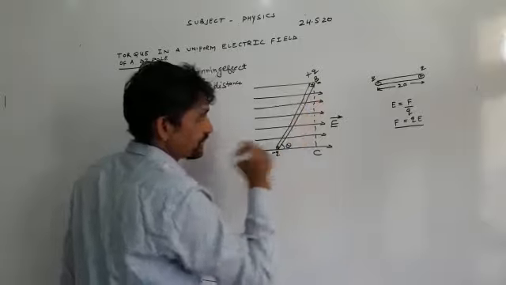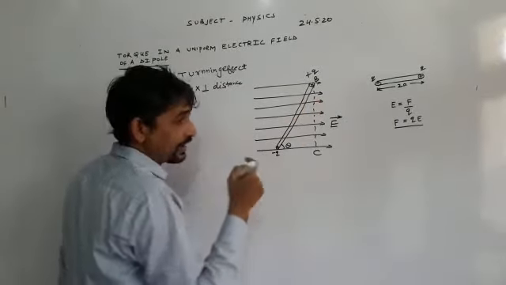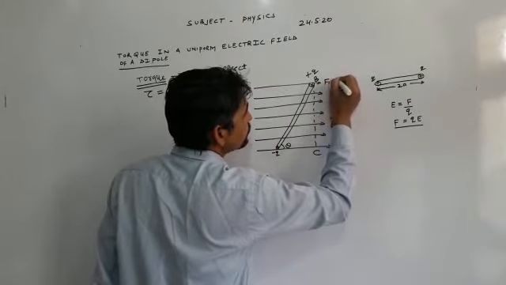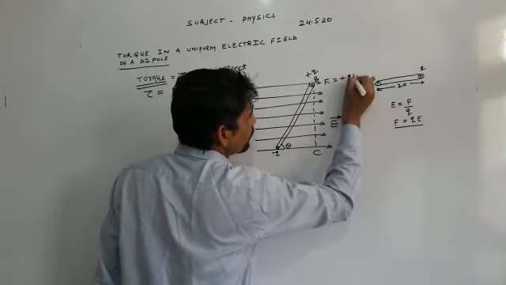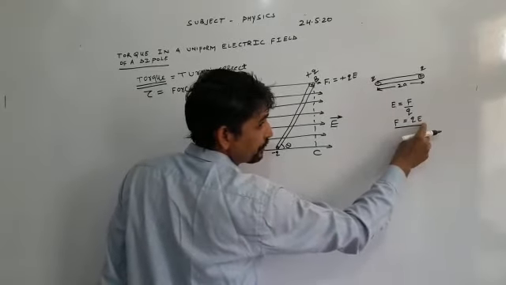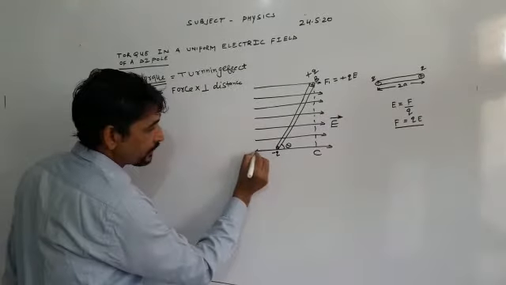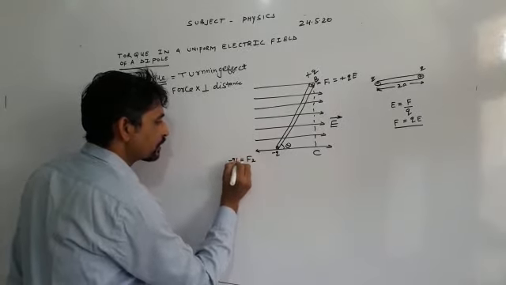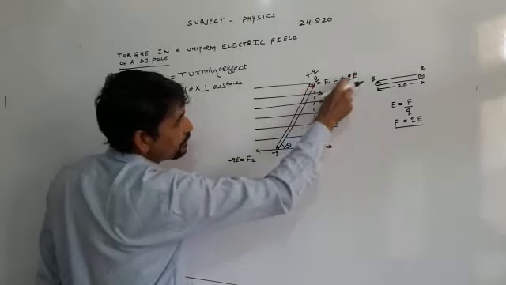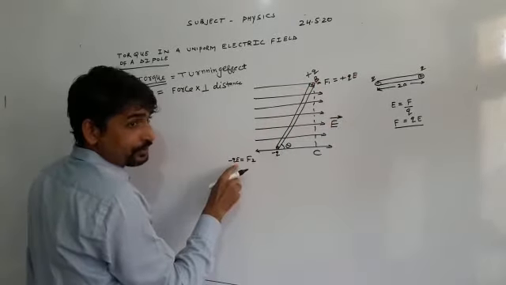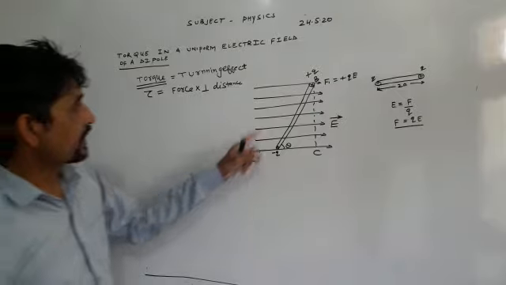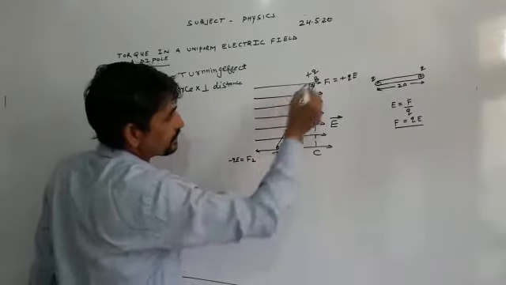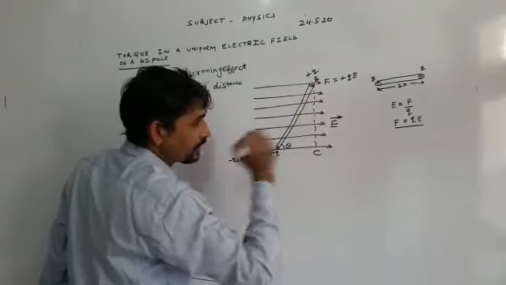So there are two forces, a pair of forces, and this is known as couple. So F1 force is plus QE because F equals QE, and F2 force is minus QE. This force is generated by the positive charge and this one due to the negative charge. So there are two forces. And perpendicular distance, so BC is the perpendicular distance.